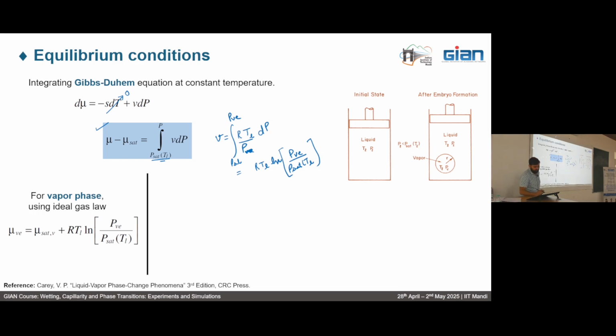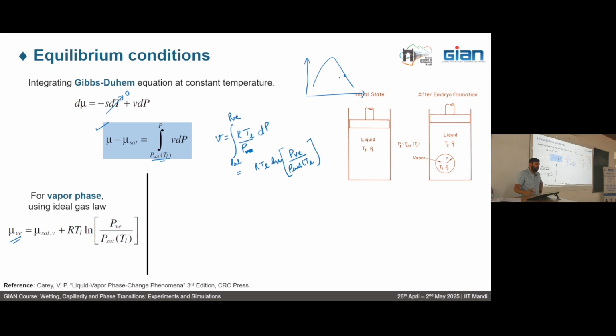So we can then say that the chemical potential of the vapor at equilibrium is equal to the chemical potential of the vapor at the saturated state, which is in the vapor dome. If you look at a vapor dome, it would be somewhere on this line, plus RTL times ln of PVE by Psat at temperature TL.